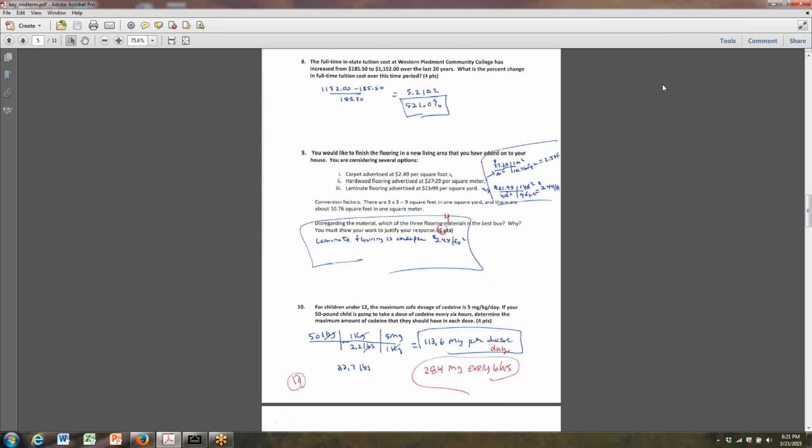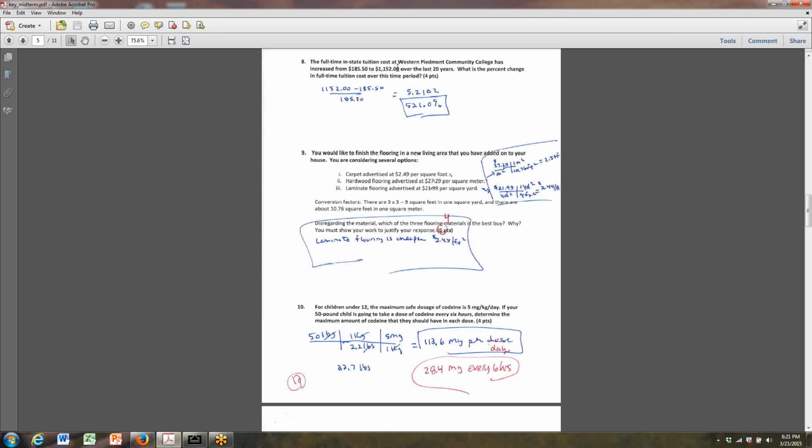This was a commonly missed question. I was surprised on this one. It says the full-time in-state tuition at Western Piedmont College has increased from $185.50 to $1,152 over the past 20 years.